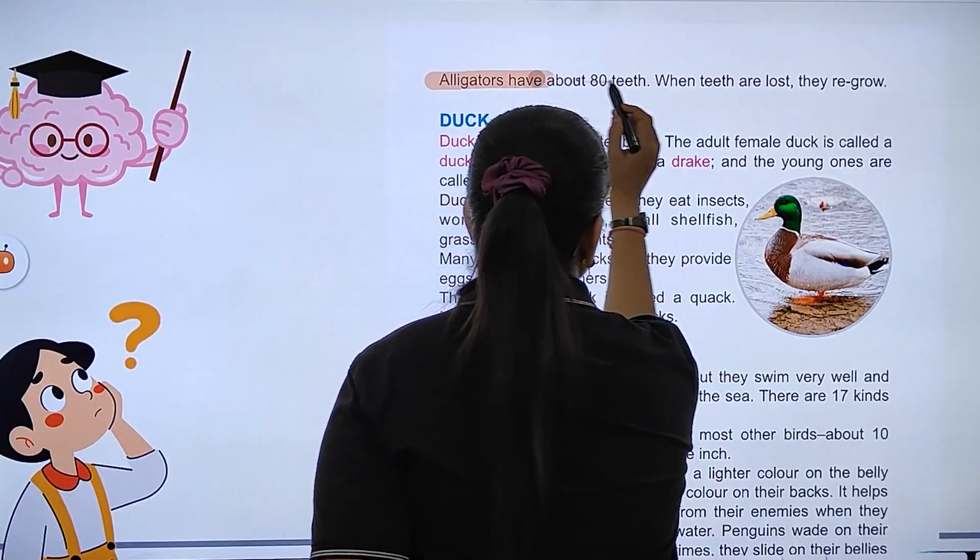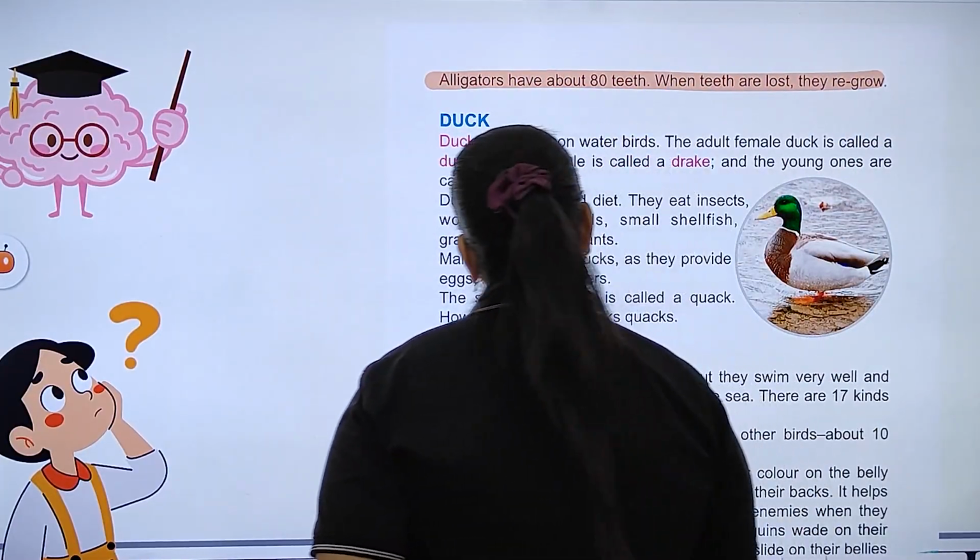Alligators have about 80 teeth. When teeth are lost, they regrow. दोबारा से बढ़ जाते हैं.